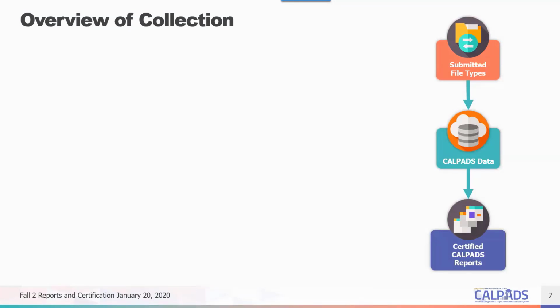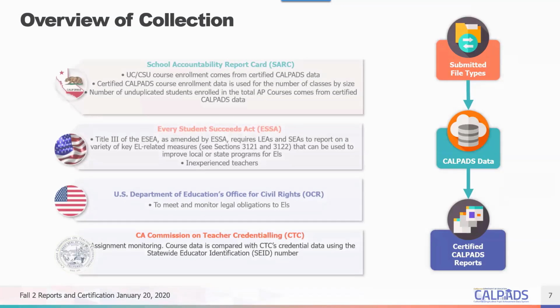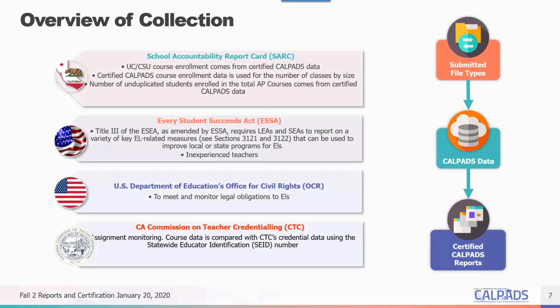So here's an overview of the data collection, right? You're going to submit your files. The data is entered into CalPADS ODS. Once it's there, you're going to review the CalPADS reports. That's very general. That's like your kindergarten explanation. We all know it's not that easy.